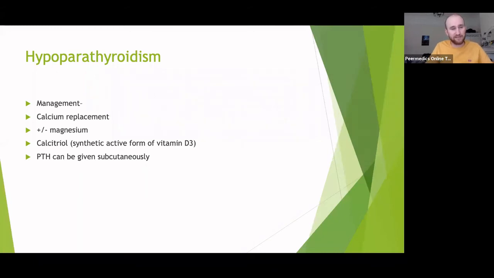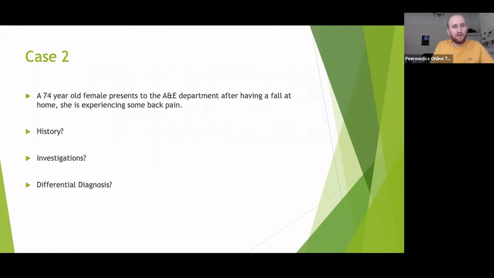You can give PTH itself. You give it subcutaneously as an injection. I think most of the time you're going to try and replace it with the calcium though, just straight off. You can also, if they're vitamin D deficient, give calcitriol, as we discussed earlier, as a synthetic form.